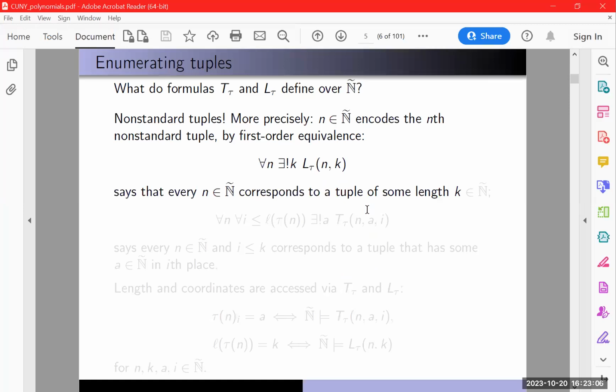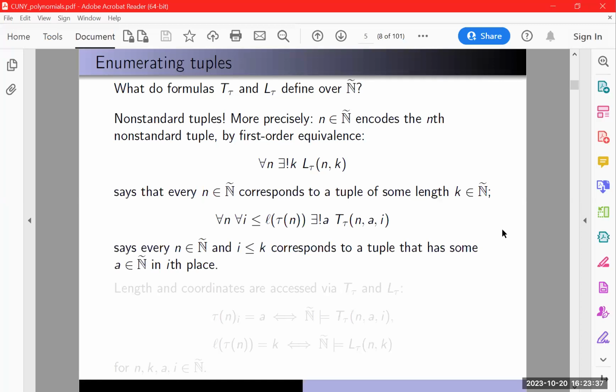So first of all, we can write down this formula right here. So this formula just says that every tuple has a unique length. So now we have something that's elementarily equivalent to N. So this formula is also true in N tilde. So now we know that every non-standard tuple has some unique length, but now notice that length is also non-standard. So length may be an element in N tilde that sits above natural numbers in the red part of the picture on the previous slide.